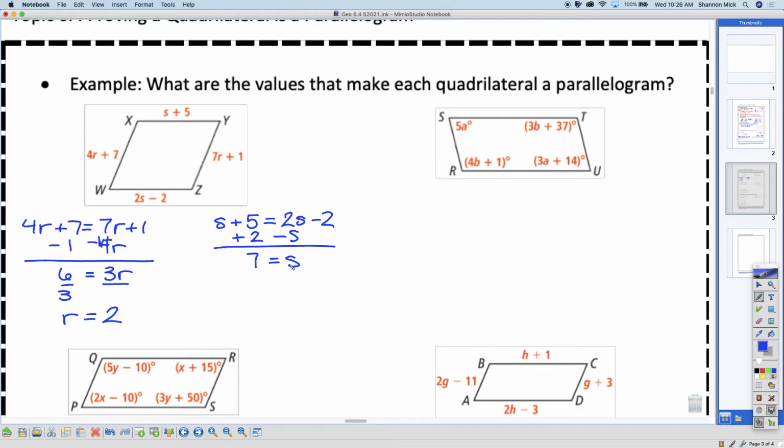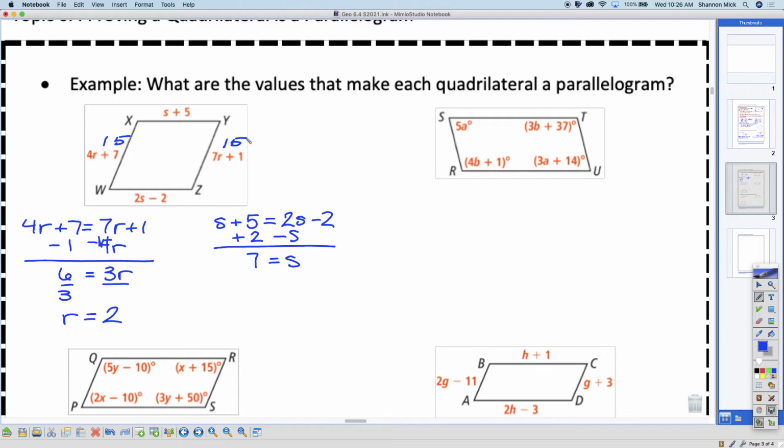Yes. If I wanted to know the side length, I would just plug in R, right? Yeah. Okay, so 4 times 2 is? 8. Plus 7 is? 15. And then 2 times 14 plus 1 is 15.